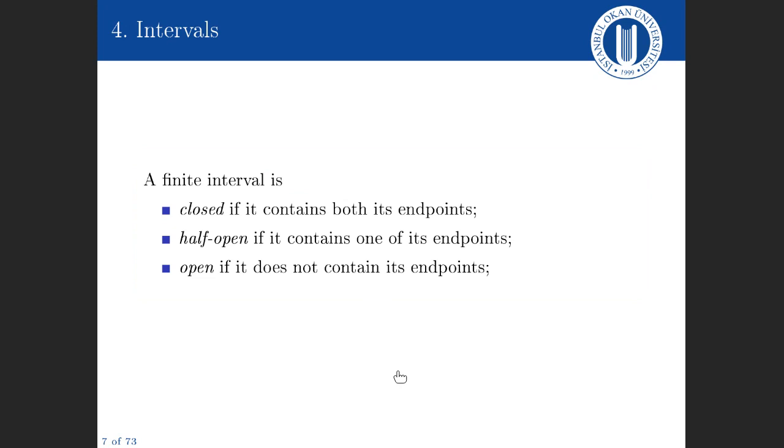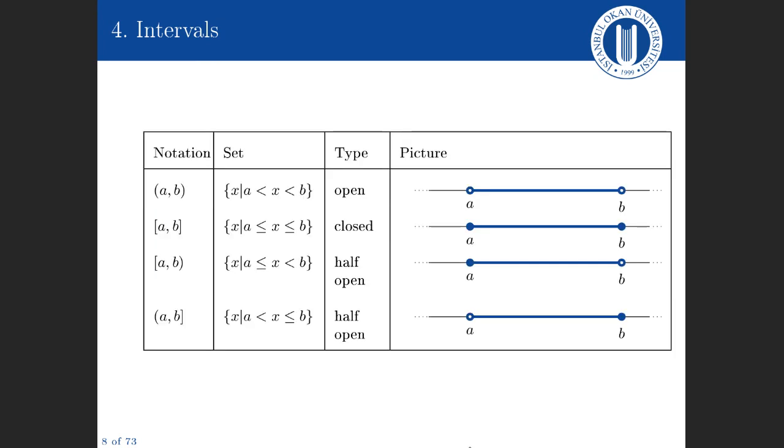We can classify a finite interval as closed, half open, or open. It's closed if it contains both its endpoints. It's half open if it contains one of its endpoints but not the other one. And it's open if it does not contain its endpoints. Some examples.